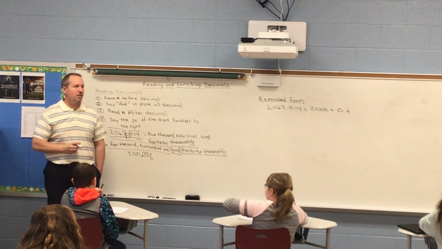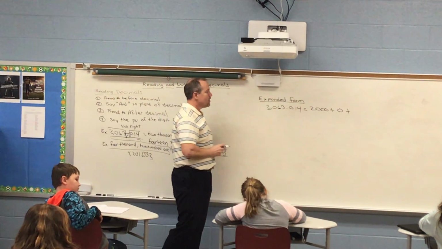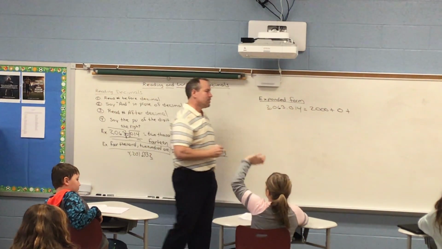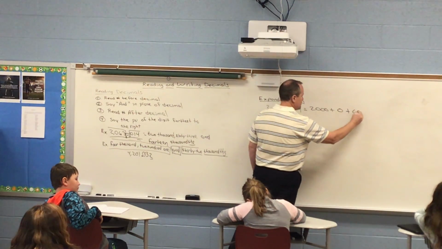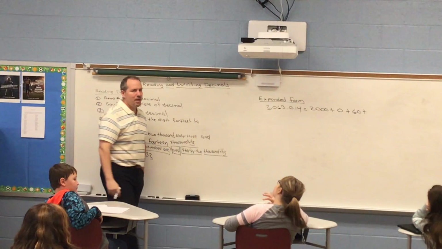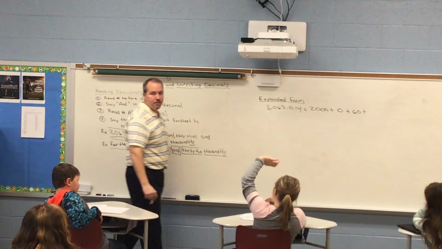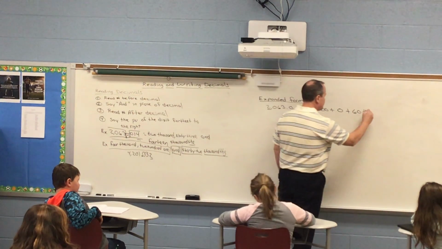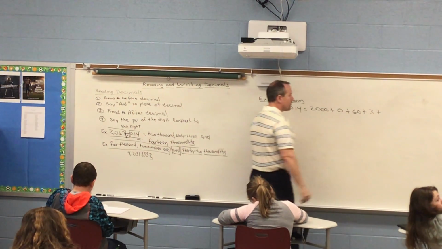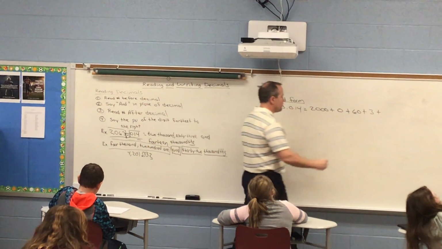Next, we have a 6. It's in what place value? So the value would be? Next, we have a 3. In what place value? 1. So the value would be? Simply 3. Once again, we have a 0. Sometimes you'll see it, sometimes you won't.